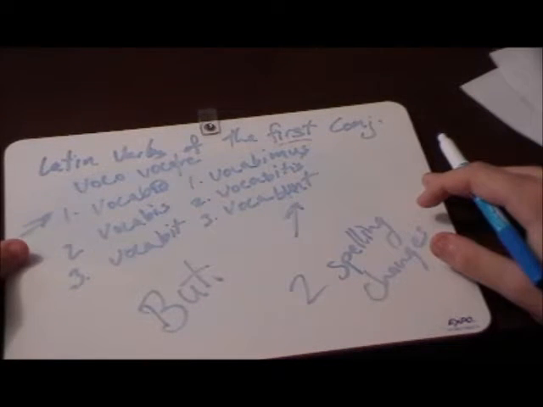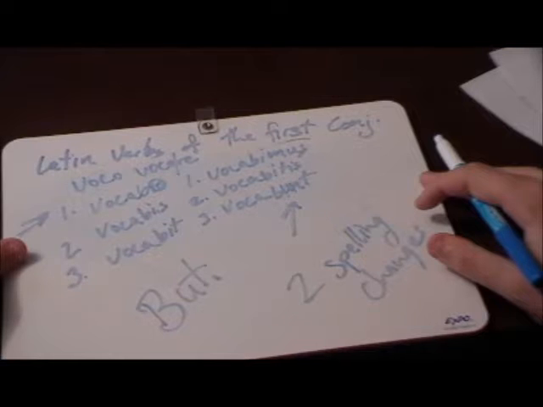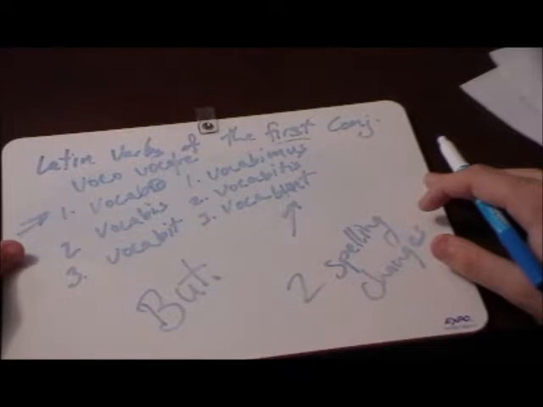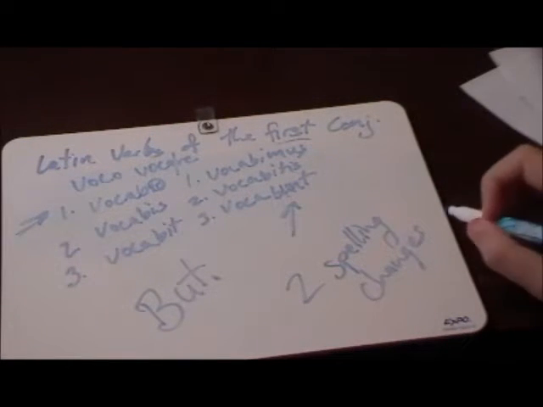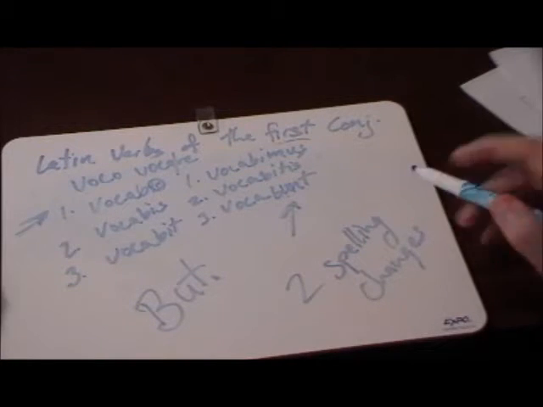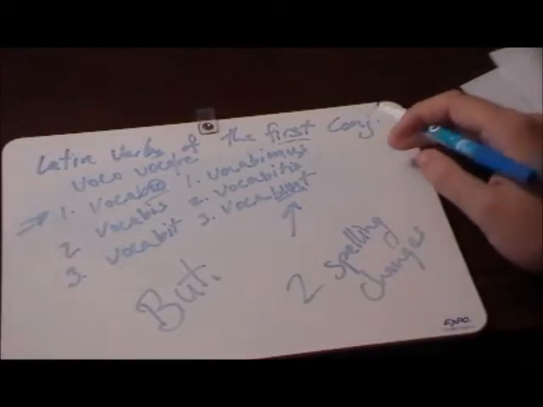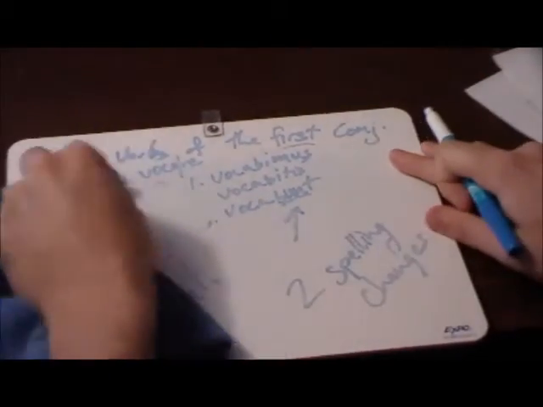So if you conjugate voco in the future tense, it'll be vocabo, vocabis, vocabit, vocabimus, vocabitis, vocabunt. So watch out for these spelling changes, bo and bunt. Let's look at another example.